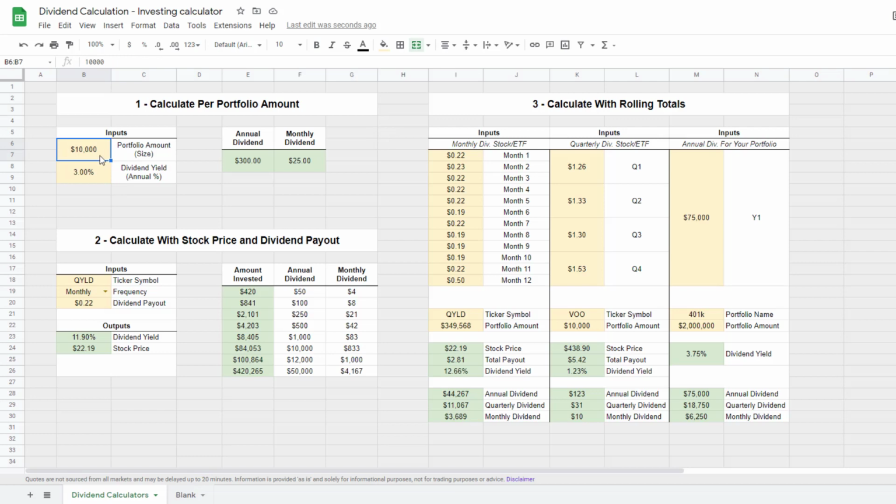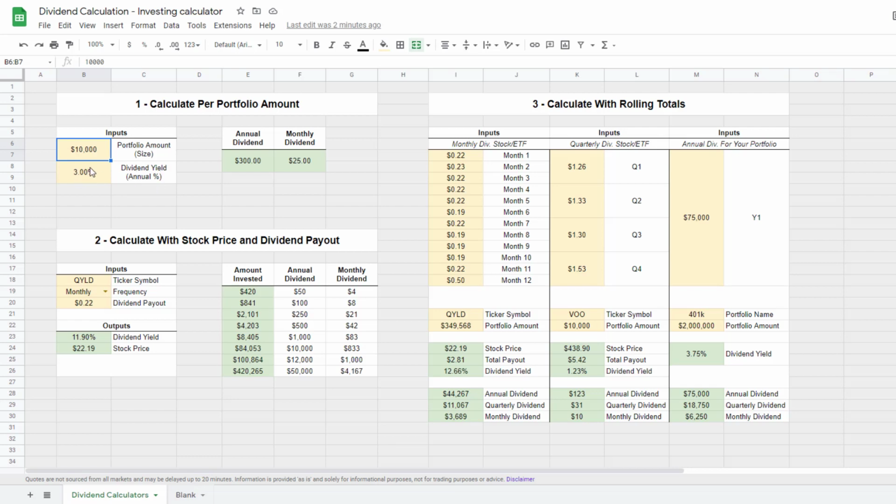What I like to do for my calculators is put all of the yellow shaded boxes as my inputs, so I would change these numbers, and the greens would be my outputs. So let's say we had a portfolio size of $10,000 and the portfolio was giving us a dividend yield, or an annual percentage, of 3%.